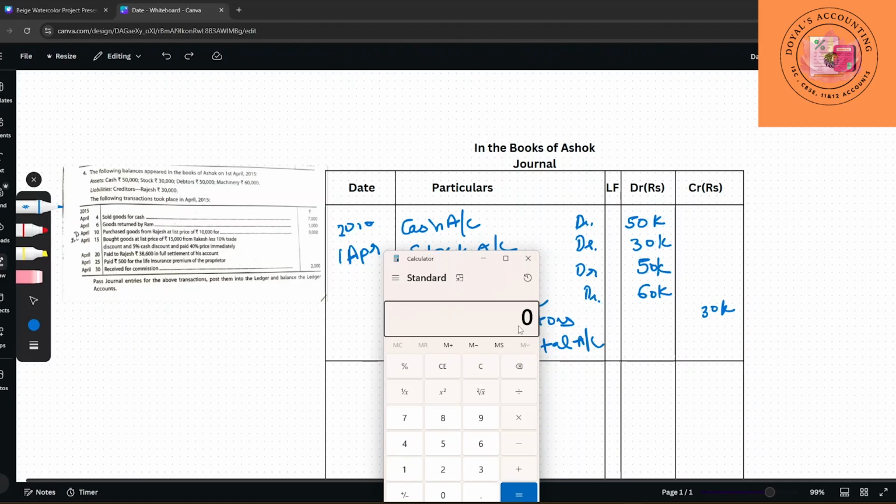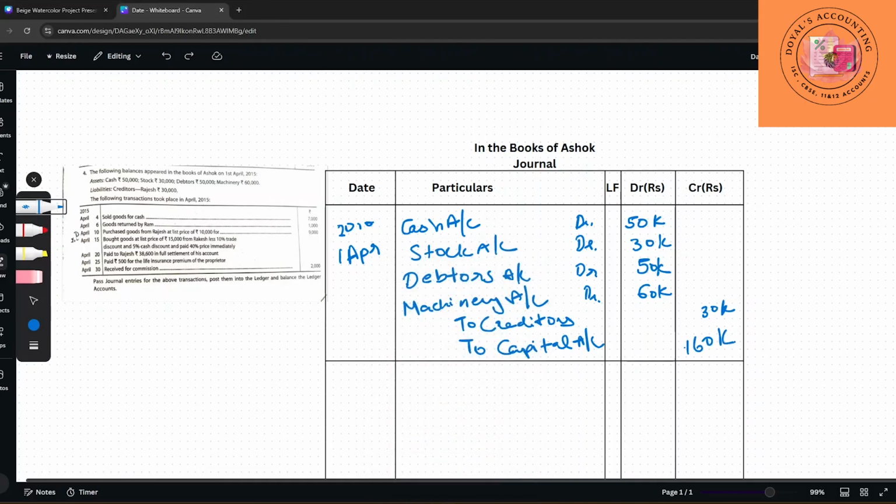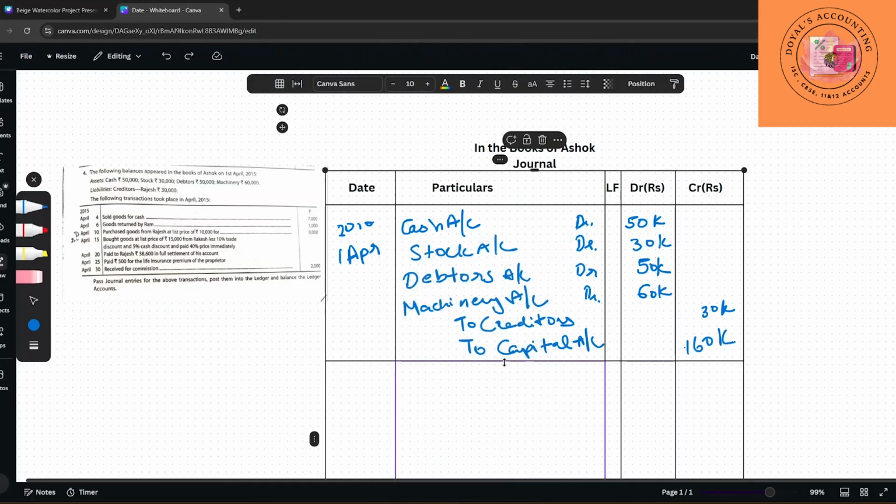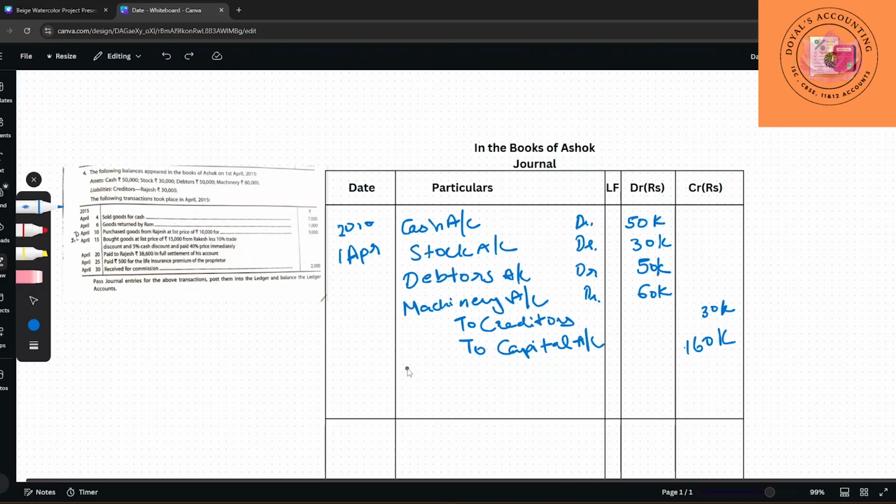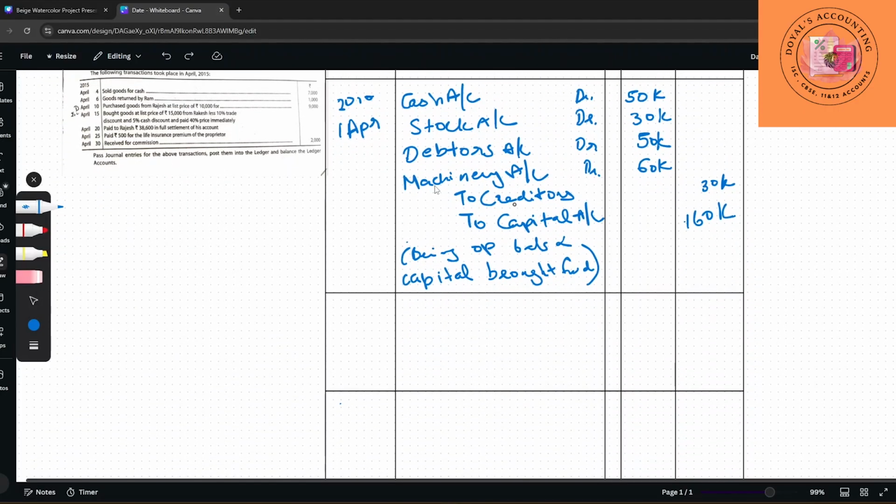So 50 plus 30 plus 50 plus 60 will be 190. Yep, 190 minus 30, 160K. And in the narration, we will write being the opening balances and capital recorded. Okay. Now, our next transaction is on 4th April, in which we have sold goods for cash. We know the journal entry for a cash sale. It will be cash account debit, 7,000, to sales account, 7,000.